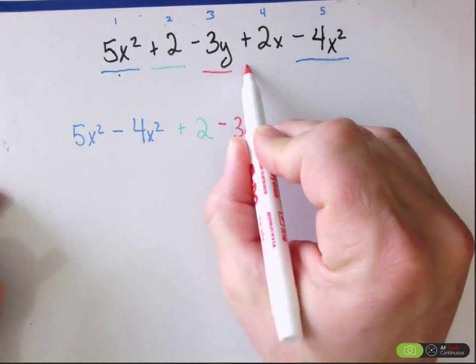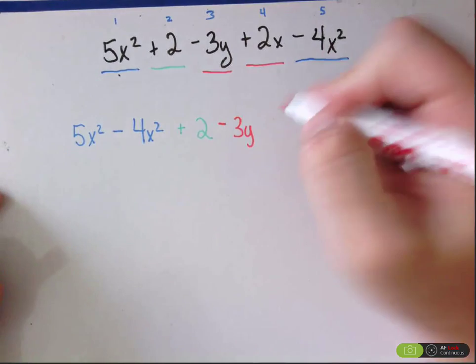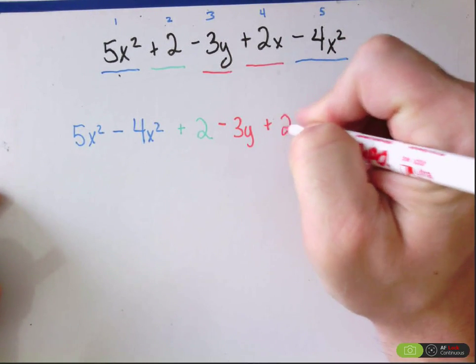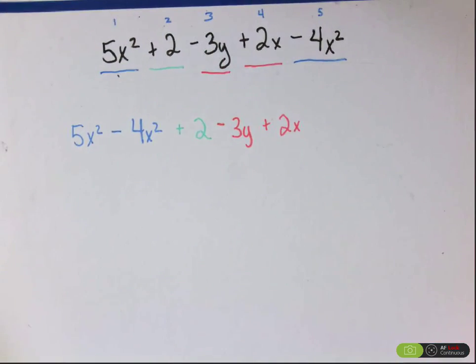And the last term is plus 2x. And that is the last term. There's nothing to combine it with. So we simply write it out. Okay. Now we can combine. Now that I've broken everything down, we look at it.